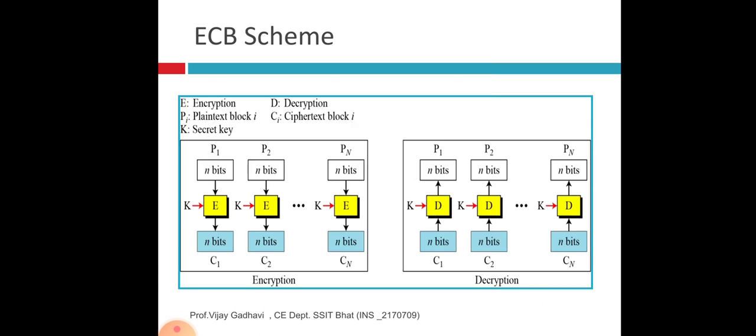ECB scheme. Here you can see the encryption and decryption of a particular plain text. We use the secret key, decryption, and the ciphertext block. Here they are denoted as E, Pi, K, D, and Ci. You get n bits in decrypted form after applying the particular equations as seen in the last slide.